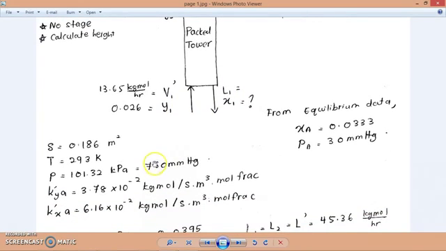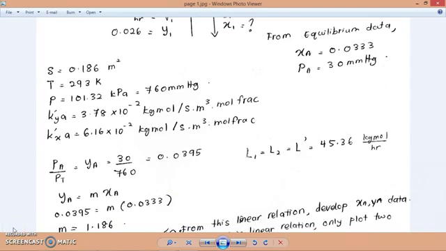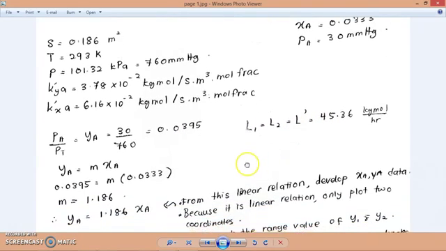And these are the information given in the question, which is the surface contact area is 0.186 meters square, the temperature, the pressure, the single mass transfer coefficient in gas, and also single mass transfer coefficient in liquid. As we know that this system is operating in a dilute solution, so the liquid flows in is equal to the liquid flows out, and also same with the liquid inert, which is L1 is equals to L2 is equals to L prime is equals to 45.36 kgmol per hour.